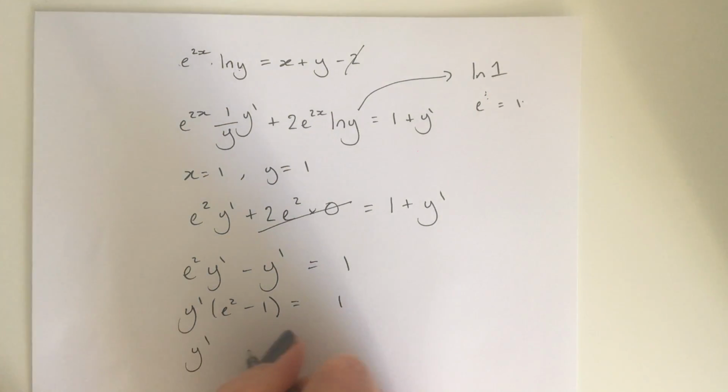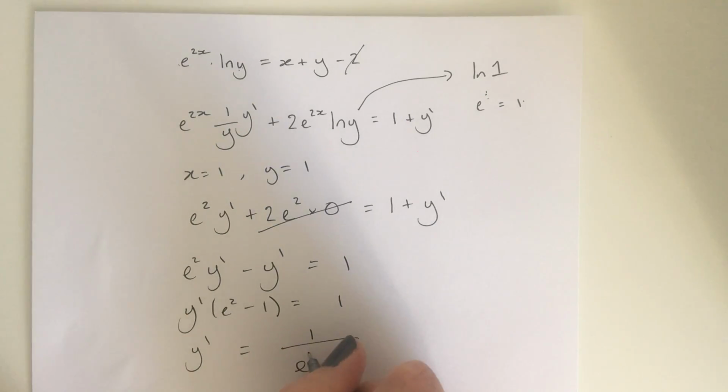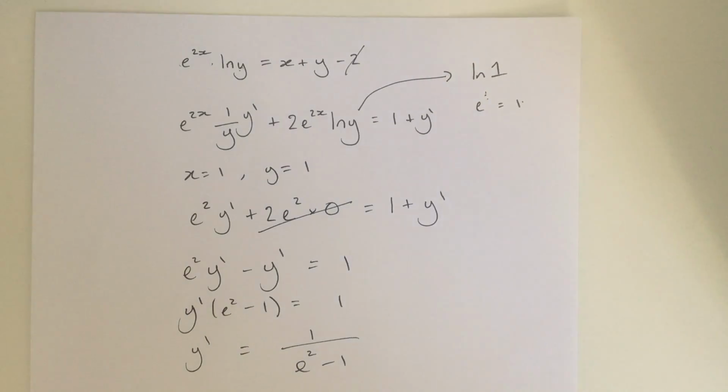And then now I just divide through. y dash is 1 over e squared minus 1. And as I said, this is a number that you could put into your calculator and work out, but it looks nicer left like this. You'd usually leave it in exact form unless asked otherwise.